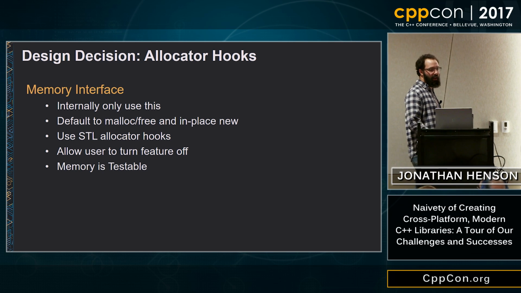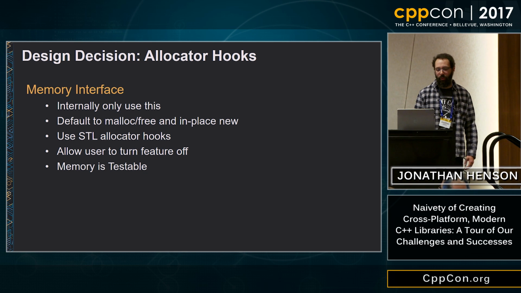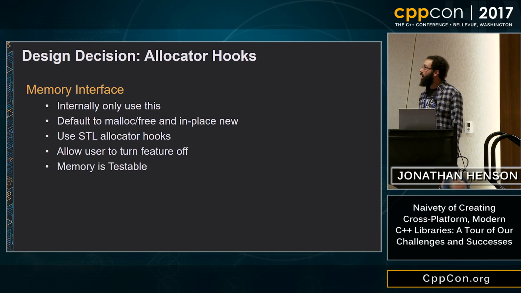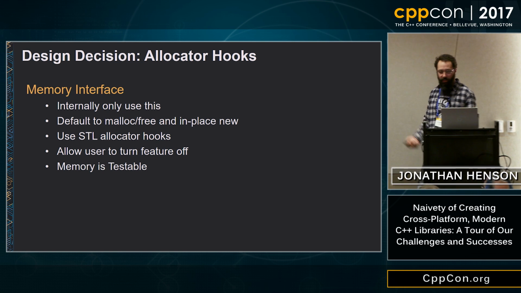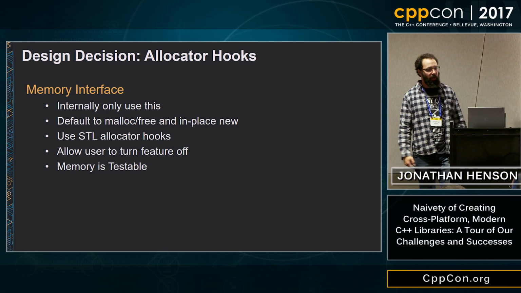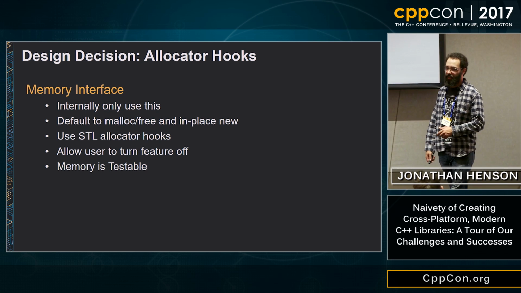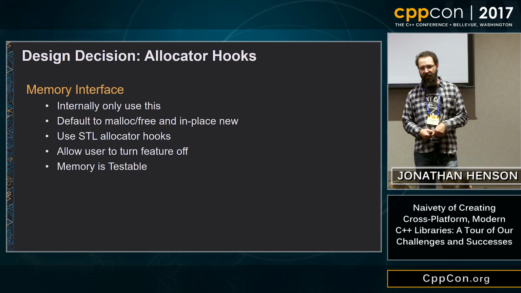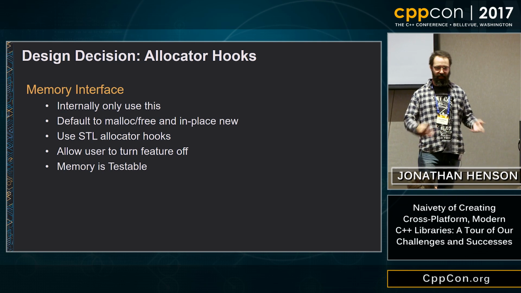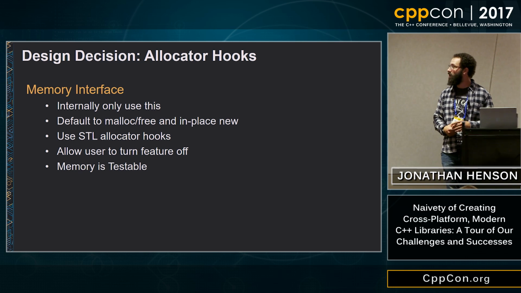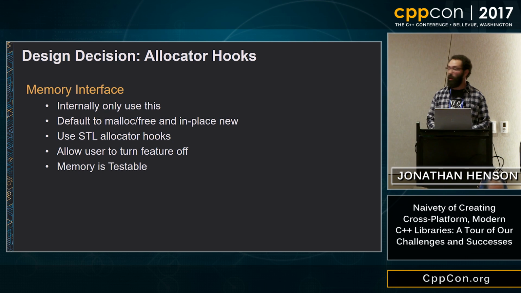We would default to malloc and free and in-place new, and call the destructors manually and everything that goes with that. We would use the STL allocator hooks where they were available. And we would allow the user to turn the feature off. So if the user did not need custom memory allocators, then AWS vector is just a standard vector, and AWS map is just a standard map, and you could go on about your happy way using the standard C++ standard lib types and not worry about it.